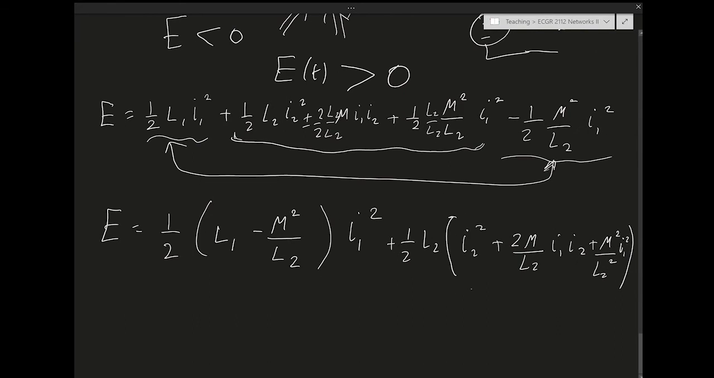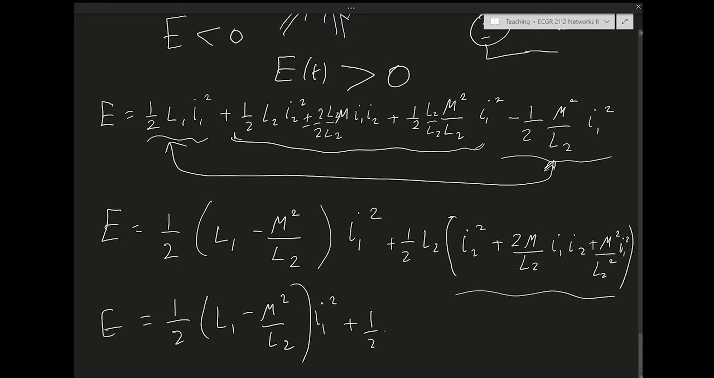Right. Now this is a perfect square, right? I can rewrite this. So let me write this as half L1 minus M squared over L2 I1 squared plus half L2. Oh, remember there's a plus minus here, right? So this is plus minus. But this is a perfect square. This is something squared plus another thing squared. What's the first thing squared? It's I2, right? What's the second thing squared? It's M over L2 I1. So there's M over L2 I1, right? So this is a perfect square. So I take I2 squared, M squared I1 squared over L2 squared, right? And then 2 times the first and the second, but I have positive negative here, so I have positive negative here, right? So this is the energy expression.